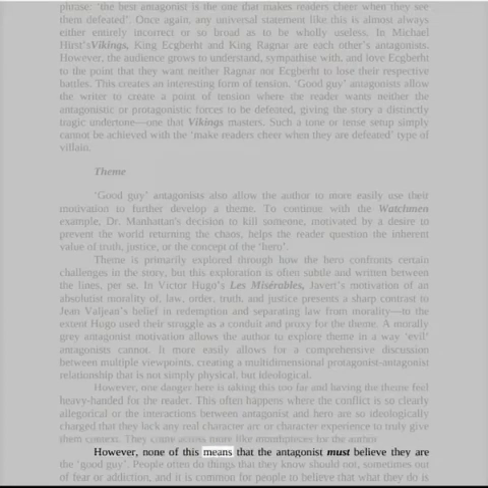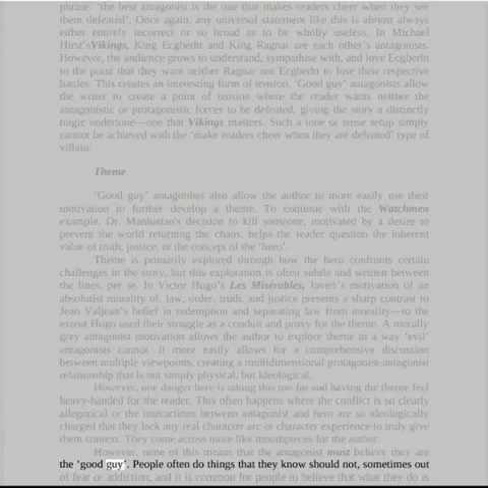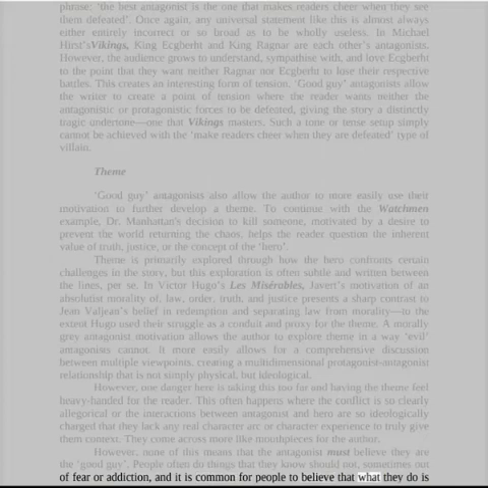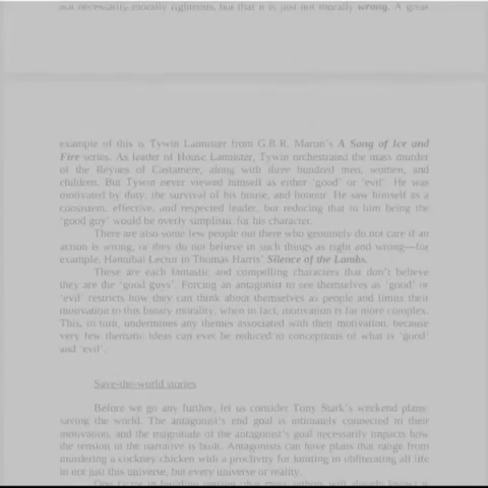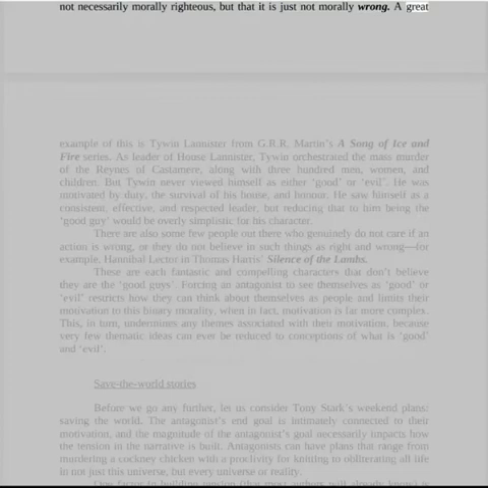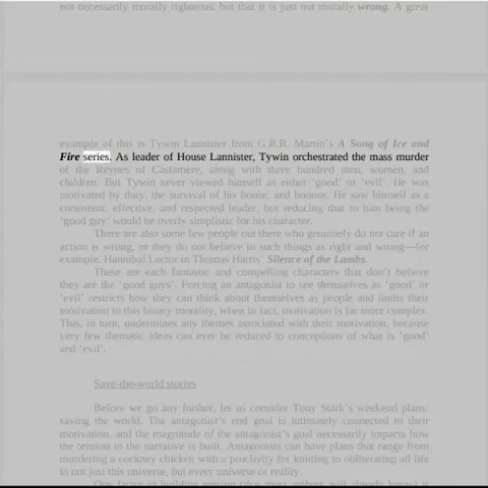However, none of this means that the antagonist must believe they are the good guy. People often do things that they know they should not, sometimes out of fear or addiction, and it is common for people to believe that what they do is not necessarily morally righteous, but that it is just not morally wrong. A great example of this is Tywin Lannister from G.R.R. Martin's A Song of Ice and Fire series.